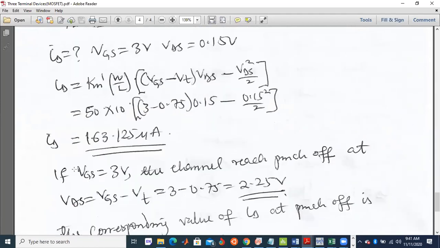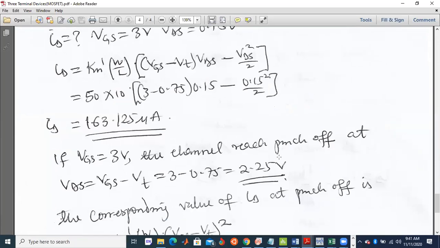Another question is, if VGS is equal to 3 volts, the channel reaches pinch off at, that is the condition for a MOSFET to be in pinch off. So it will reach pinch off at VDS is equal to VGS minus VT. So you substitute the value of the VGS and the value of VT that we found, 0.75. Then you have this. This is the condition at which it reaches pinch off.